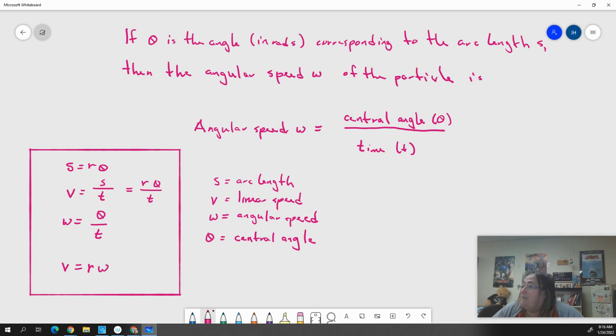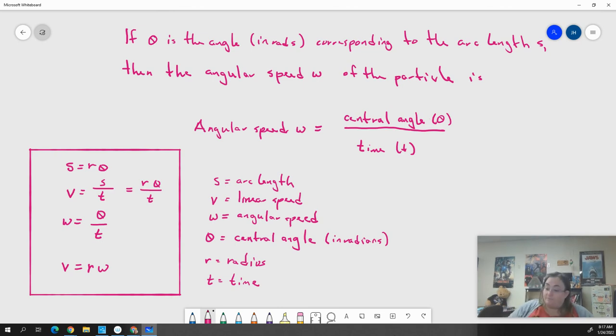Central angle. What are we missing? R, radius, and T, time. Central angle we want measured in radians, right? So as long as I know these formulas and what each piece of them means, I can use them when I'm solving these word problems, right?